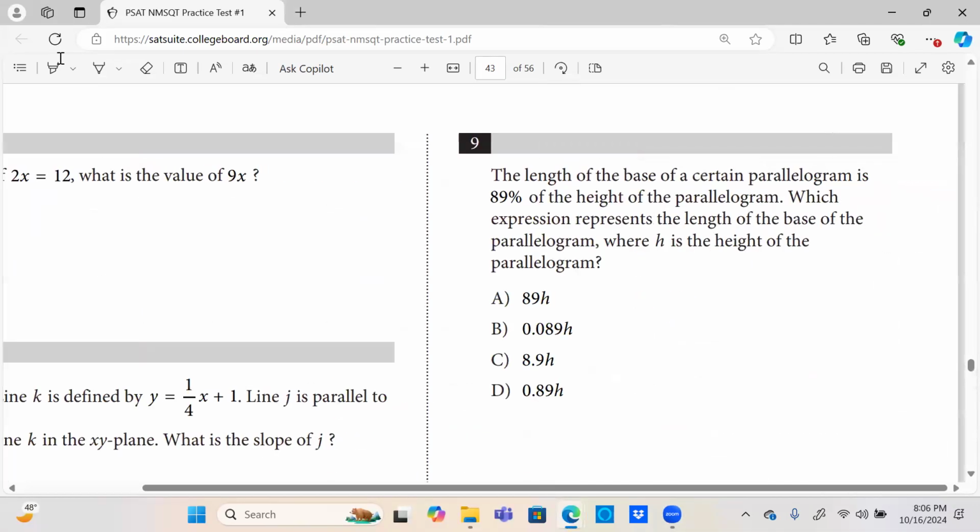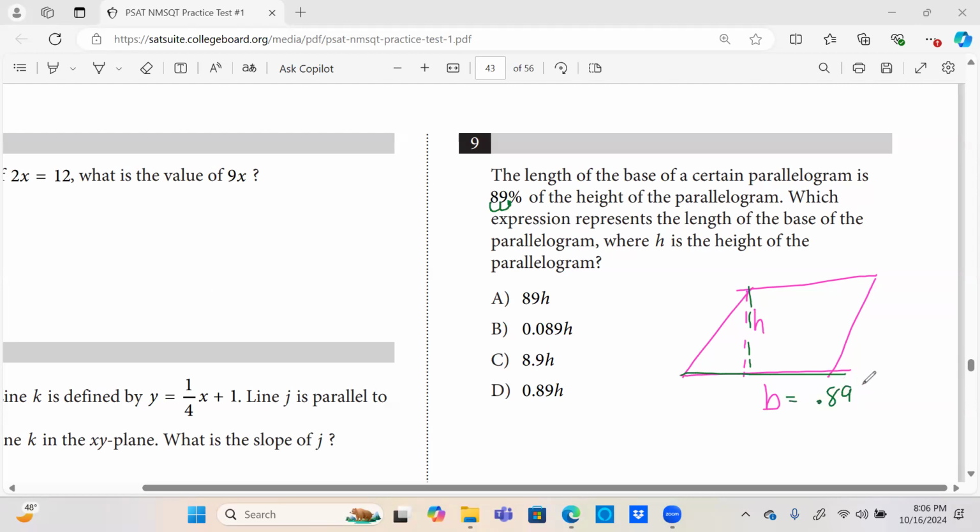Coming up to 9. The length of the base of a certain parallelogram is 89% of the height of the parallelogram. Okay, so here's the base, and then here's the height. So the length is 89% of the height. So we don't know what the height is, and then we know the base is 89% of that. Put your pencil right here, bump, bump. So the base is 0.89 of the height.